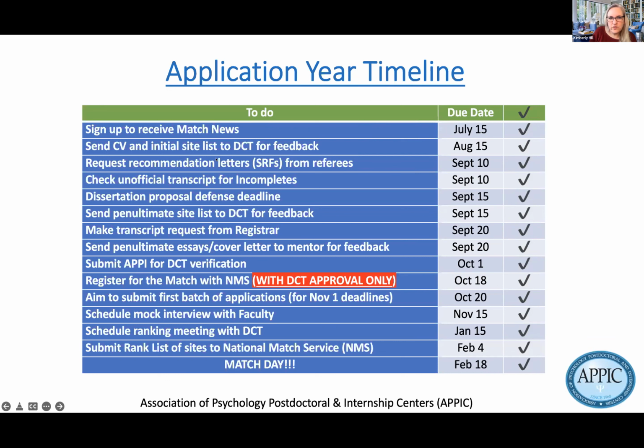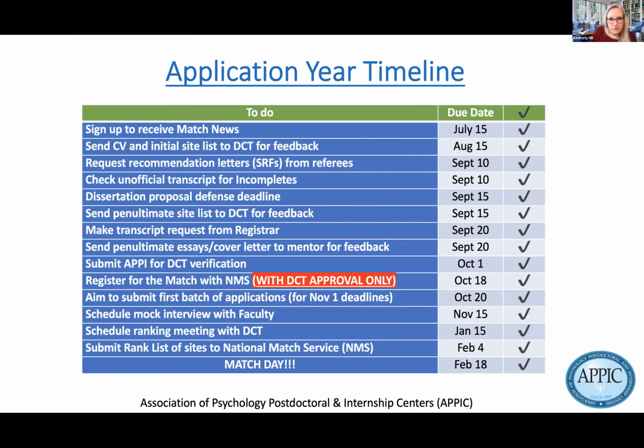Request a recommendation letter at least 6 weeks before it's due. Prevent a lot of distress down the road by checking your transcripts for incompletes early on. Then we have a dissertation proposal defense deadline of September 15th. We set that date because until you propose, you're consumed with proposals and you can't really think of internship. I found the sweet spot is having at least 6 weeks of intensive time for internship applications on top of everything else going on. So that's why we set September 15th.